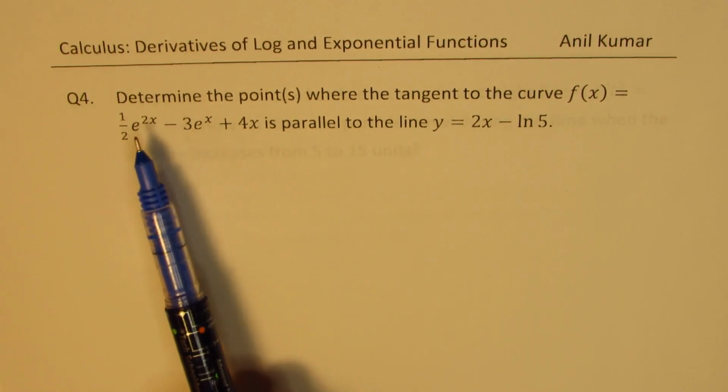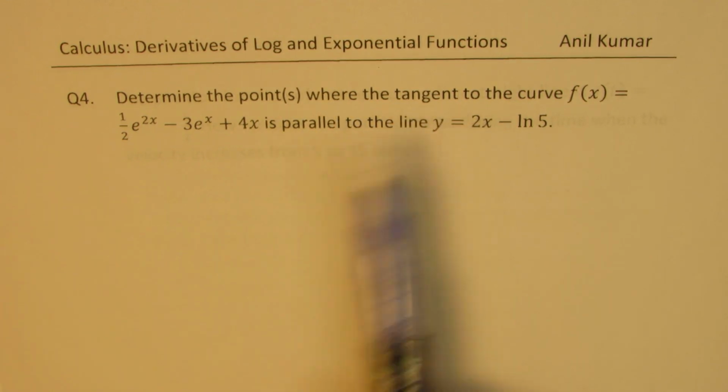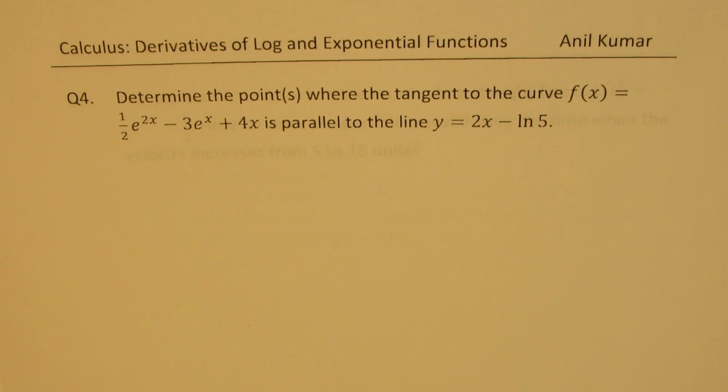The question here is: determine the points where the tangent to the curve f of x equals half of e to the power of 2x minus 3 times e to the power of x plus 4x is parallel to the line y equals 2x minus ln 5. You can always pause the video and answer my question and then check with my solution.